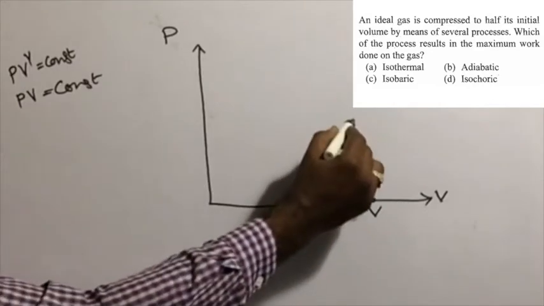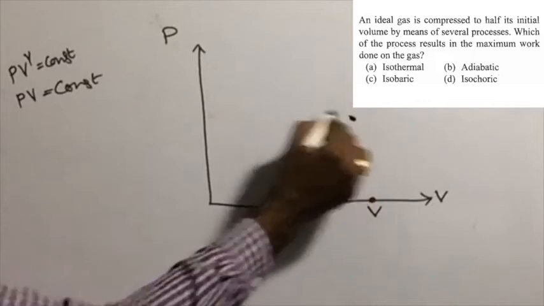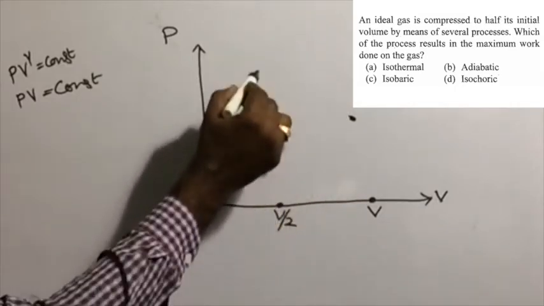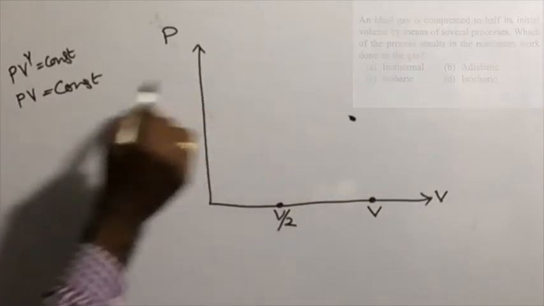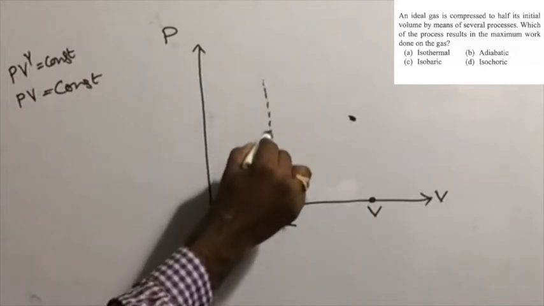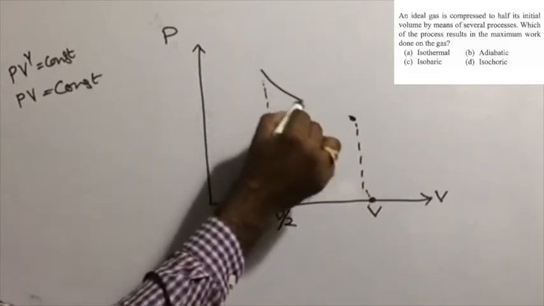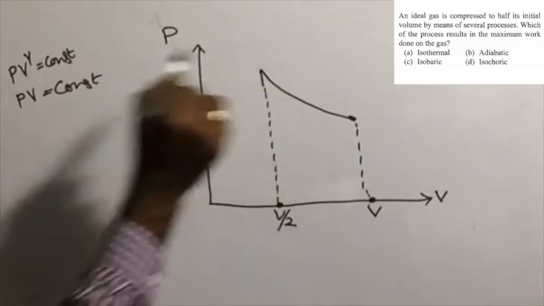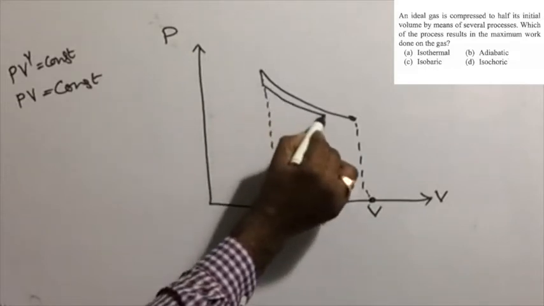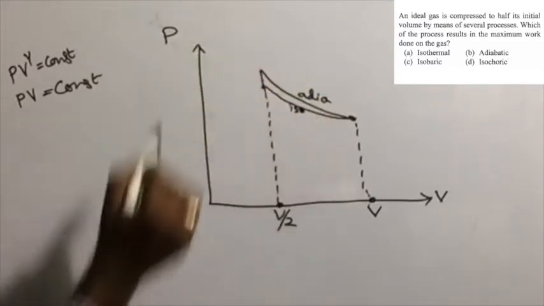Suppose you are taking pressure and volume initially, pressure here and volume you can take here. If you compress it, the pressure will be increased according to the relation PV power gamma is equal to constant. So this is final volume, this is initial volume. So the graph will be like this. So this is adiabatic graph. If you look into isothermal, a little bit steeper graph. This is isothermal. This is adiabatic.